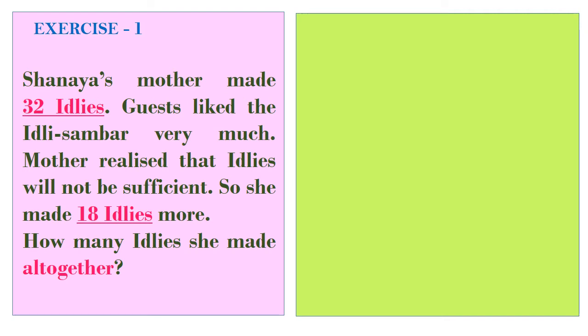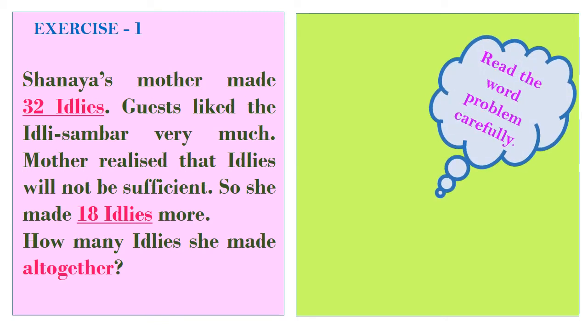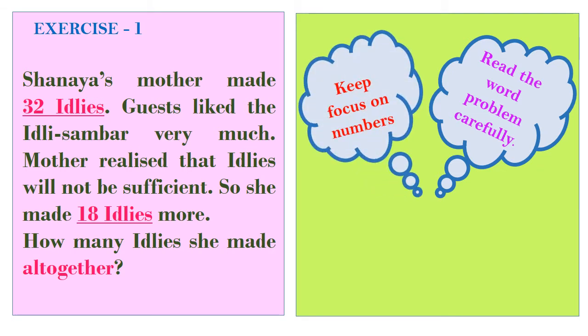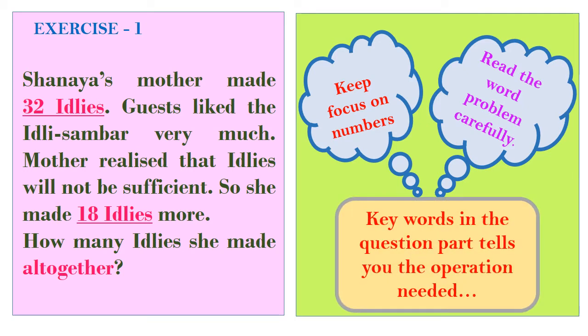Remember, in word problems, we have to keep 3 important points in mind. First, read the word problem carefully. Second, keep focus on numbers. Third, keywords in the question part help us to decide what operation to be performed to get the solution. Numbers and keywords are already highlighted in this word problem: 32 idlis, 18 idlis and altogether.